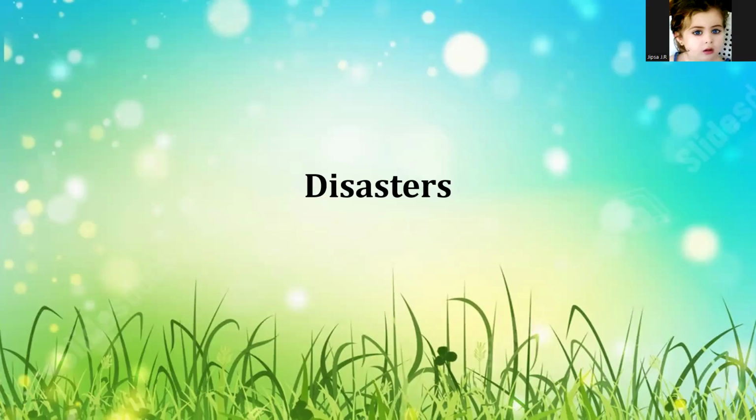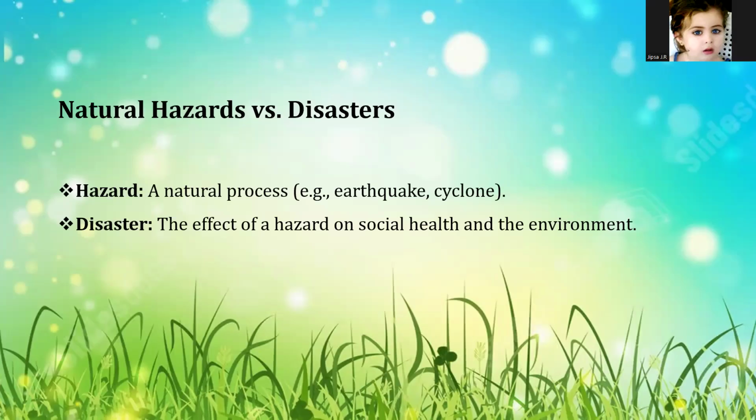And next, I'm going to the topic, classification of disaster. This line clarifies a fundamental distinction in environmental science and emergency management, the difference between a natural event and its human impact. The main concept of this point is we often use these terms interchangeably in casual conversation. They represent two different stages of crisis, that is natural hazard and disaster.